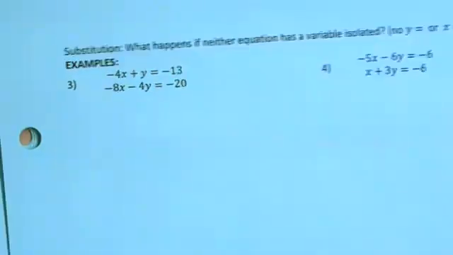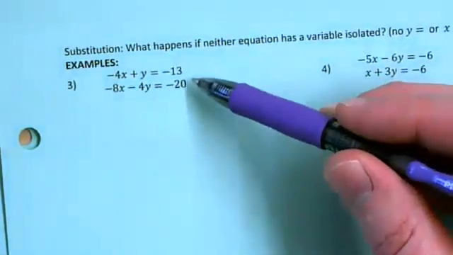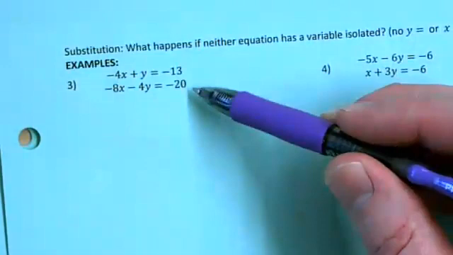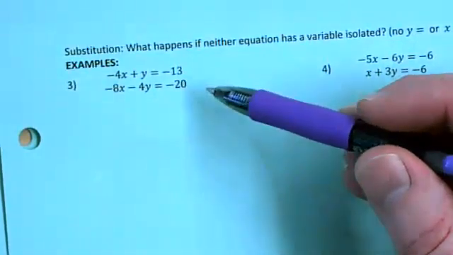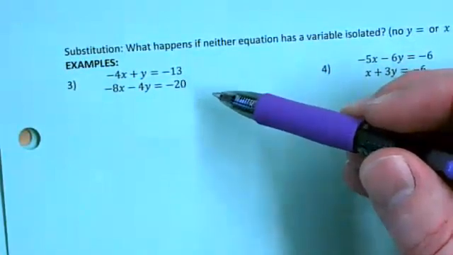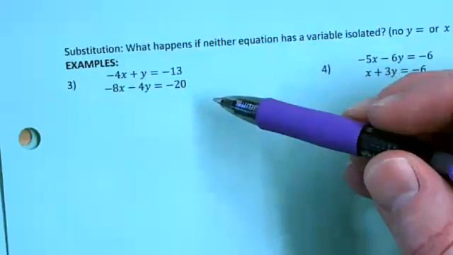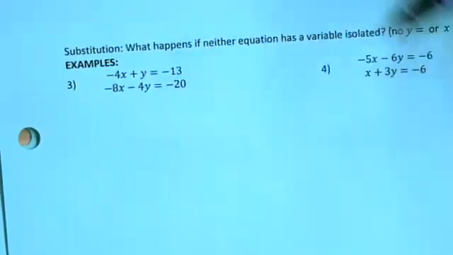Here's what I want you to do though, folks. Look at these 2 equations, because I would like to tell you that one of these equations I could make say y equals pretty easily. One of these equations would be really, really easy to get y by itself. Do you see which one I'm looking at? And what is it?